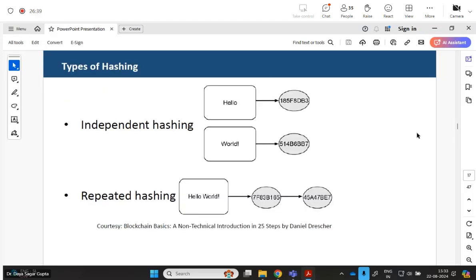Independent hashing is telling that if you have something to be hashed, let us say we have hello and world. These two terms are independently hashed. What we are using is a 256-bit hash function, SHA1. Let us try to understand this.